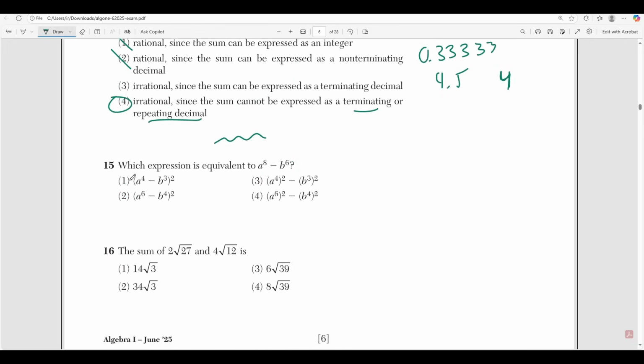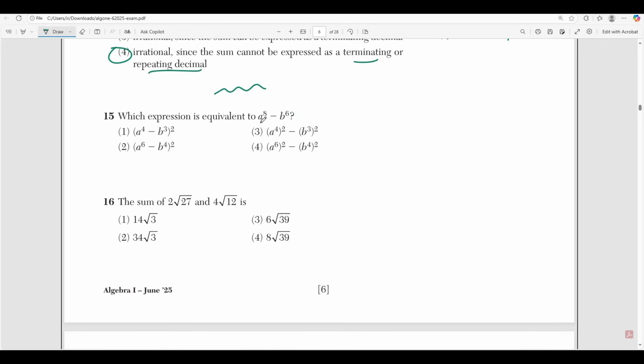All right. Number 15 asks which expression is equivalent to a to the power of 8 minus b to the power of 6. Now, if I look at these answer choices, let's just try and see what works out. Now, if I were to actually do a to the power of 4 minus b to the power of 3, squared, that's the same thing as saying a to the power of 4 minus b to the power of 3 times a to the power of 4 minus b to the power of 3. If you were to do this math, you'll be left with a to the power of 8 minus 2 a to the power of 4 b to the power of 3. Now, that's not equivalent to this, so I know I can eliminate that choice.